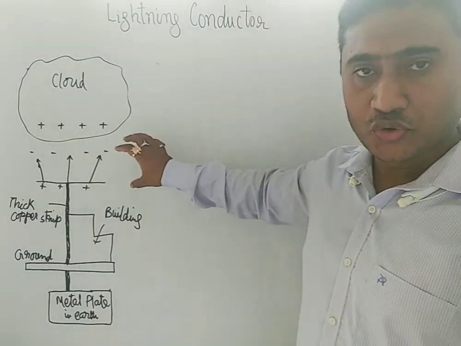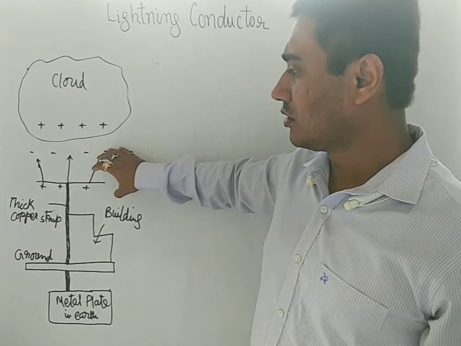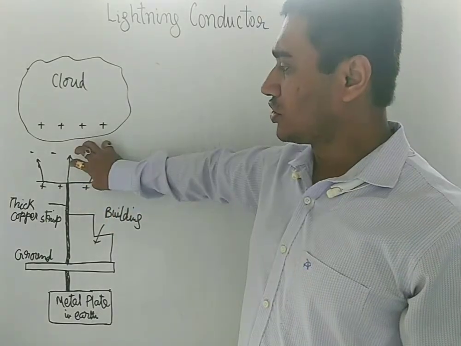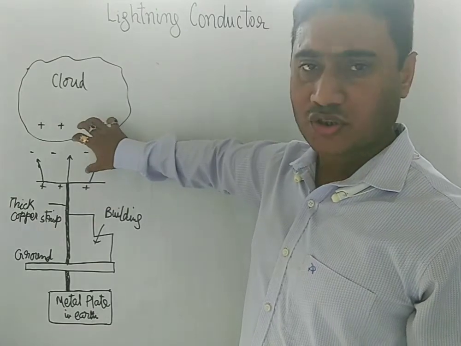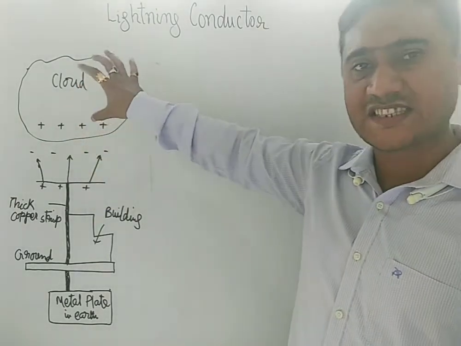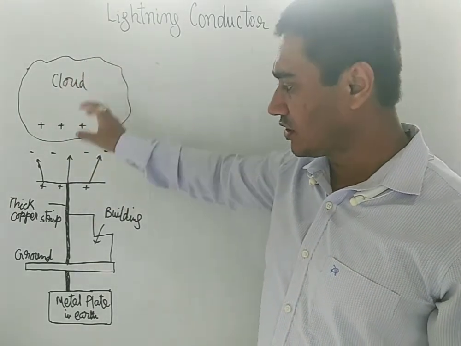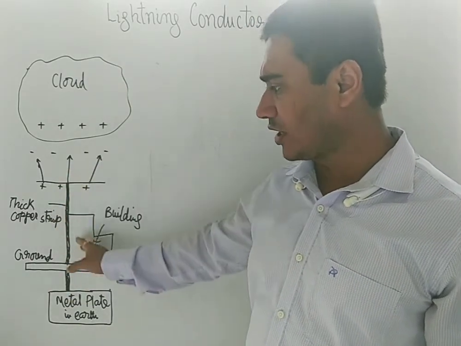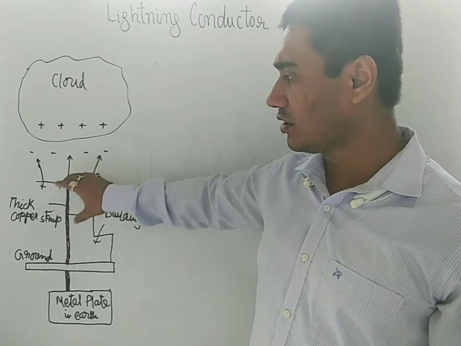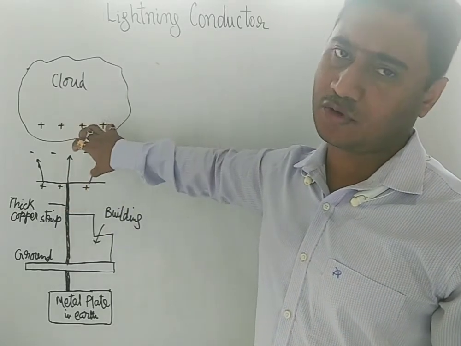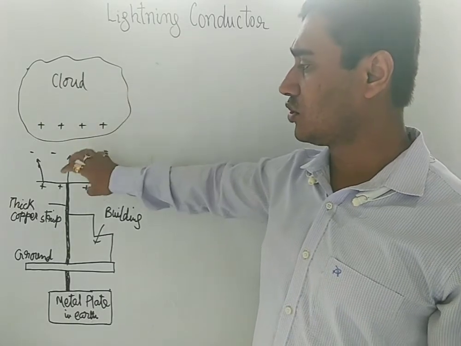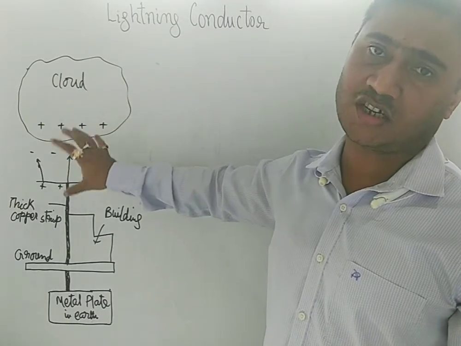So due to the discharging action, the opposite charges are sprayed to the surrounding, which neutralizes the charge on the cloud. If the cloud discharges, it discharges through this thick metal conductor, the lightning conductor, protecting the building from lightning effect. This way the lightning conductor is there on top of the building to protect it from lightning effect.